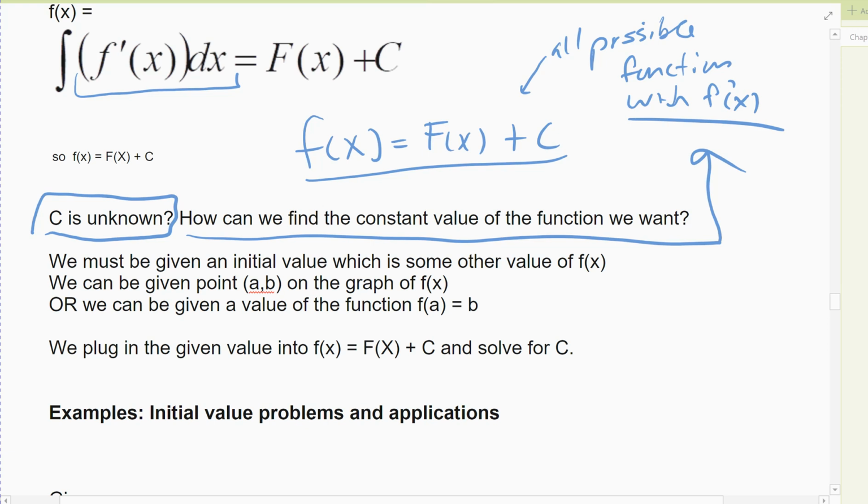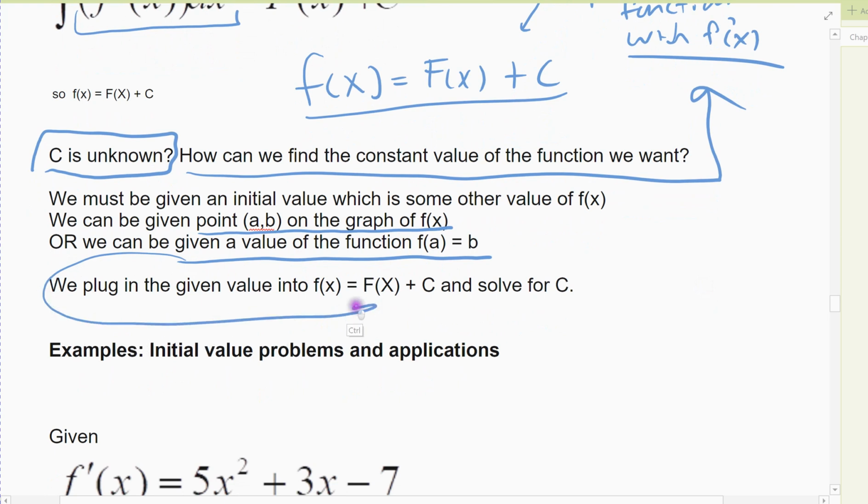Some function value where I know when x is this, my function value is this, my y value is this. And so we have to be given either a point on the graph or given the function value, which again, is the same thing. It's just 2 different ways you can be given the same piece of information. f of a equals b, the a would be the x part, the b would be the y part. So f of a equals b is the point (a, b) on the graph. And then you use that information and plug it into our general antiderivative to solve for the constant that we're looking for. And again, that will give us the specific constant that goes with our information.